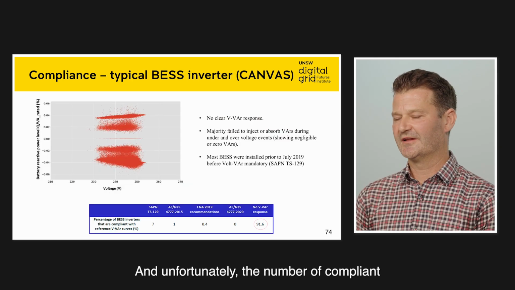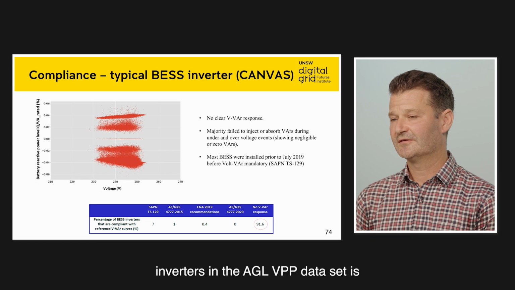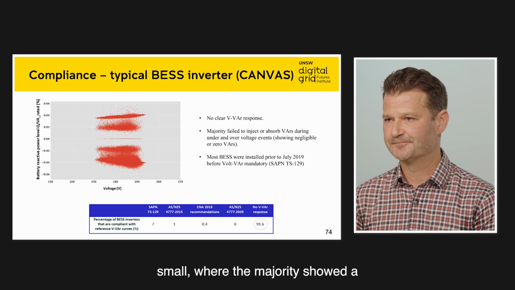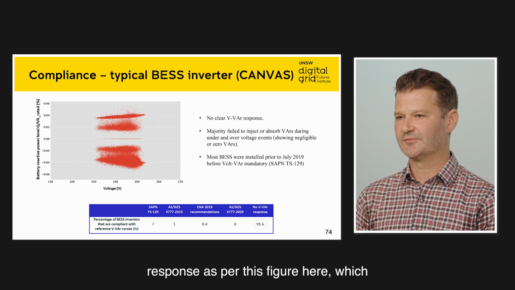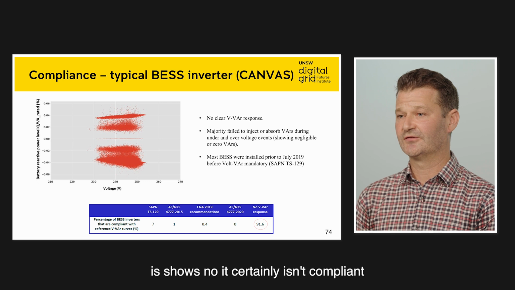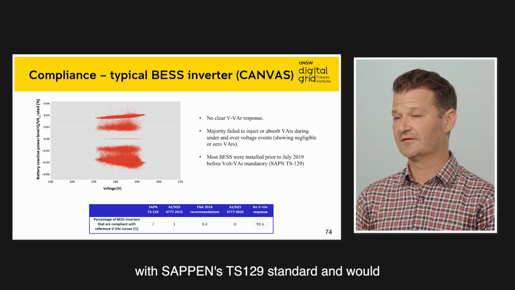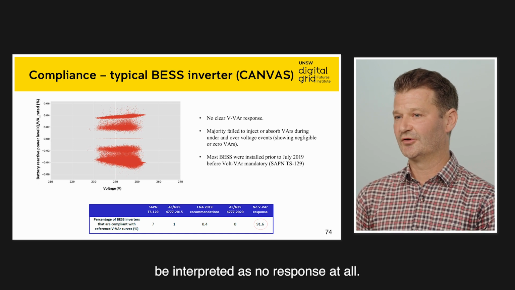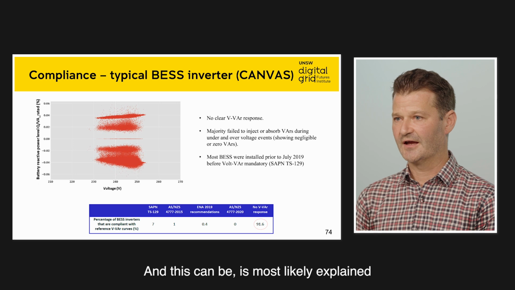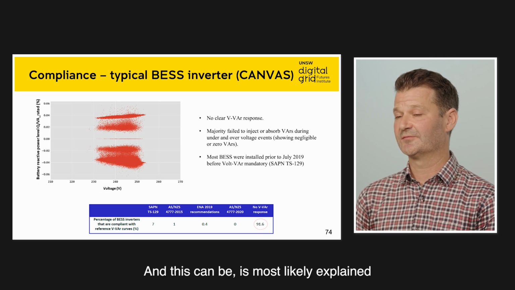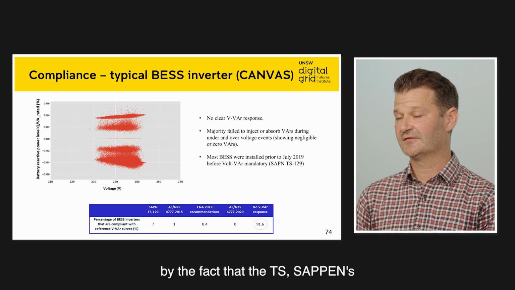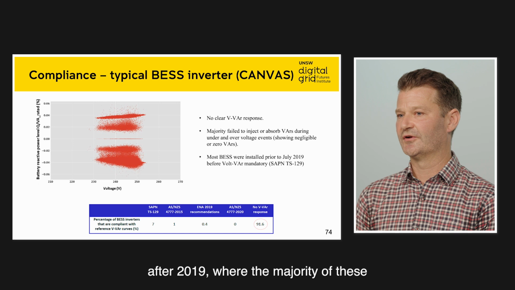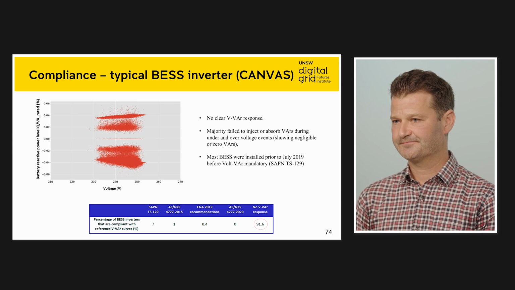And unfortunately, the number of compliant inverters in the AGL VPP dataset is small, where the majority showed a response as per this figure here, which shows no, it certainly isn't compliant with SAPN's TS129 standard, and would be interpreted as no response at all. And this is most likely explained by the fact that the SAPN's TS129 standard was only introduced after 2019, where the majority of these inverters were installed prior to 2019.